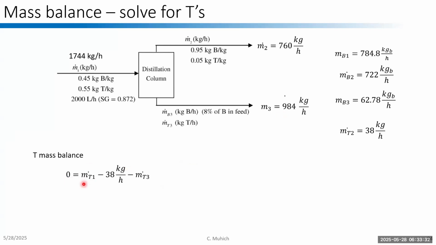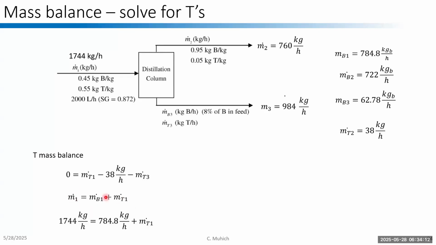I have 0 equals the mass of T coming in, the mass of T leaving through M2, the mass of T leaving through M3. Well, I still know a fair bit of information that I haven't used, namely the fact that I have 0.55 kilograms of toluene of T per the total flow rate in. And I also know that the total flow rate in M1 equals B1 plus MT1. I can use either piece of information. They should put me in the same spot.